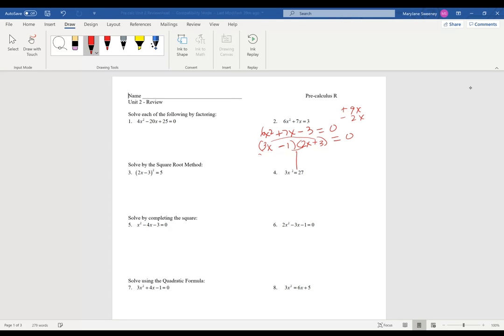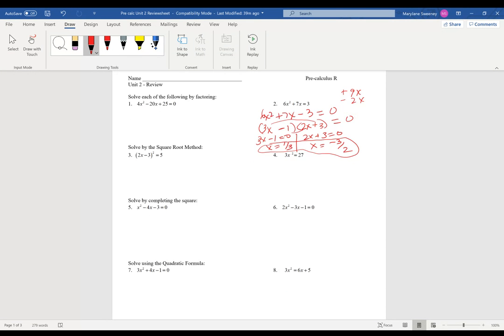So you get your firsts set up, your last set up, and then you make sure the outers and inners add to the middle. All right, 3x minus 1 equals 0, so x is a third. 2x plus 3 equals 0, which means x is -3/2. So those are your answers. Nothing to reject with a quadratic.